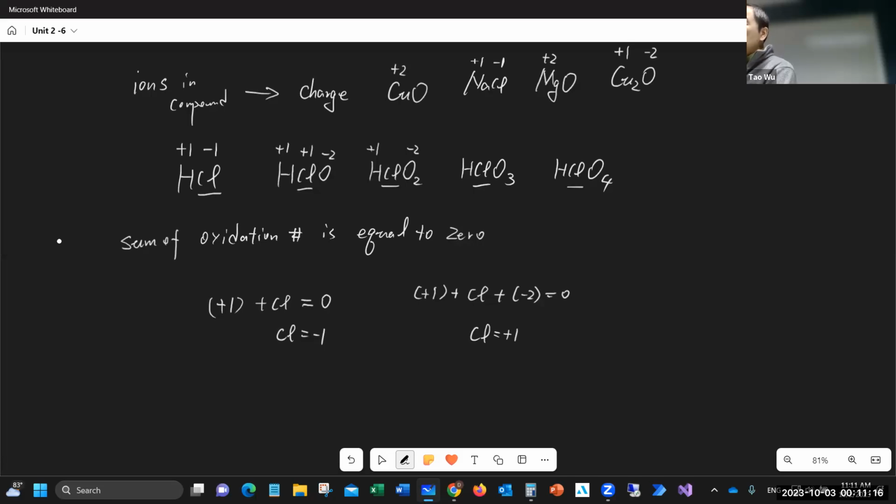Okay. So now 1 hydrogen plus chlorine and plus 2 times -2, that should be equal to 0. So that means 1 plus something minus 4 equals 0. So chlorine here is +3, right? 1 plus 3 minus 4 equals 0. So chlorine here is +3.